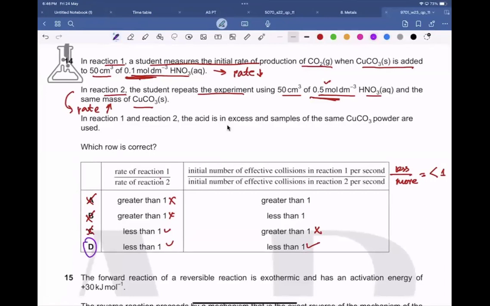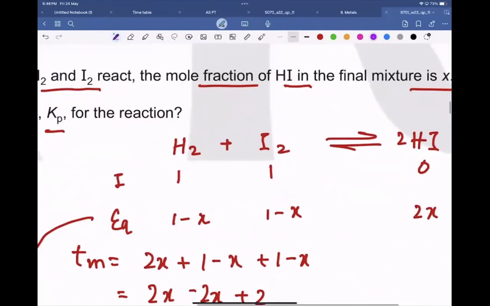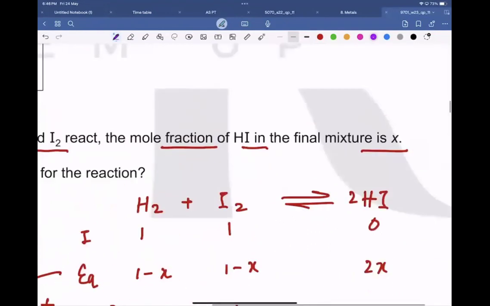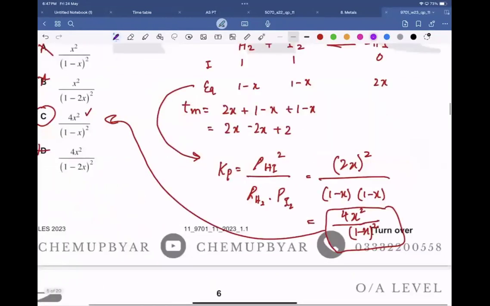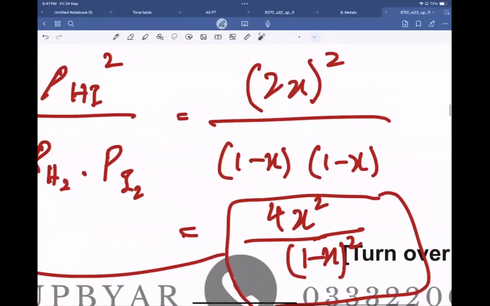Yes, Hadi, what are you saying? KP. Okay. Are you clear till here? Yes, Hadi. So you just need to put those values in the KP expression and solve it. So you will get this answer. That's it.